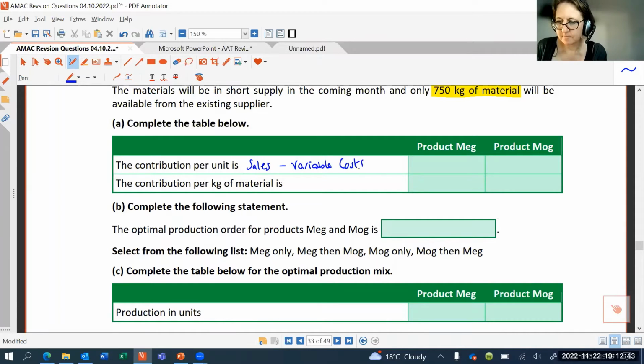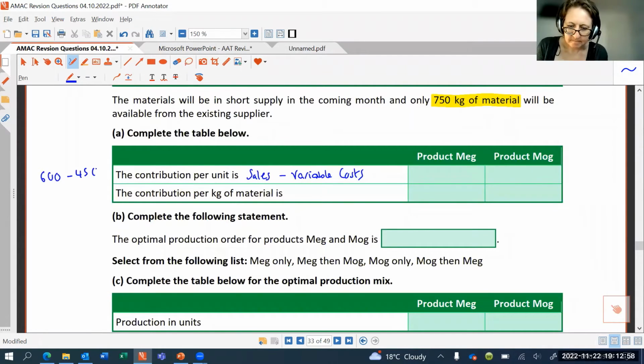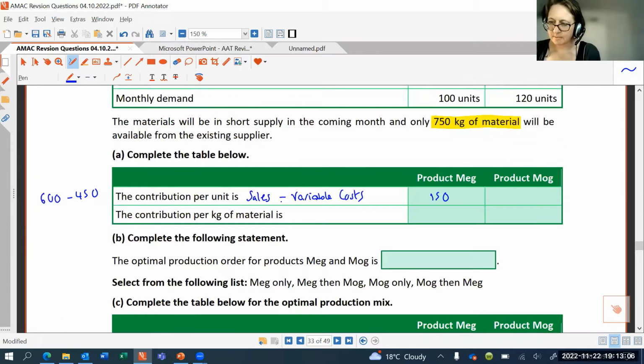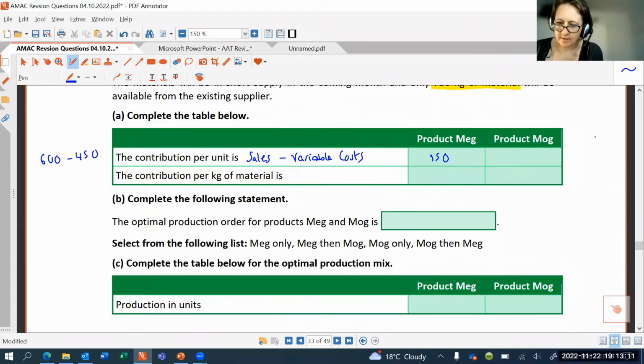Absolutely right. So looking at product meg, if I put my working over here, it had a selling price of 600 and variable costs of 450. That would give me a contribution of 150 for a complete meg. I then repeat exactly that process with mog, which sells for 650 and also has a variable cost of 450. Meaning that product mog actually has a bigger contribution.